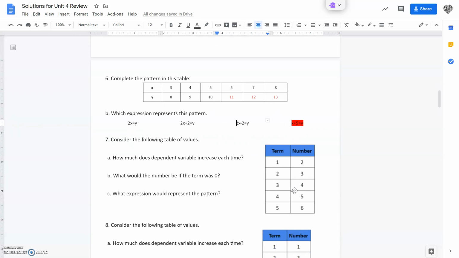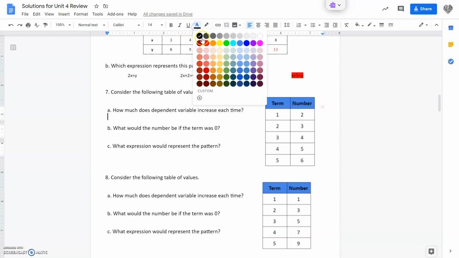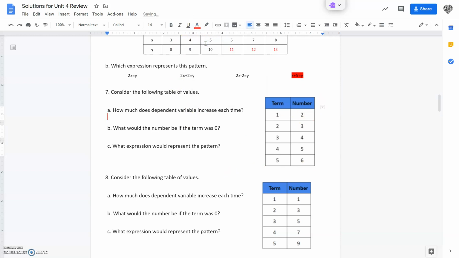Okay, so we're going to continue on. We're just going to do 2 more problems today. So consider the following table of values. This time you're given the table of values, but we're going to solve the same types of questions we've been doing before. How much does the dependent variable increase each time? The dependent variable is always the variable in the right column. In this case, it's the number. And we have 2, 3, 4, 5, 6. So it increases by 1 each time.